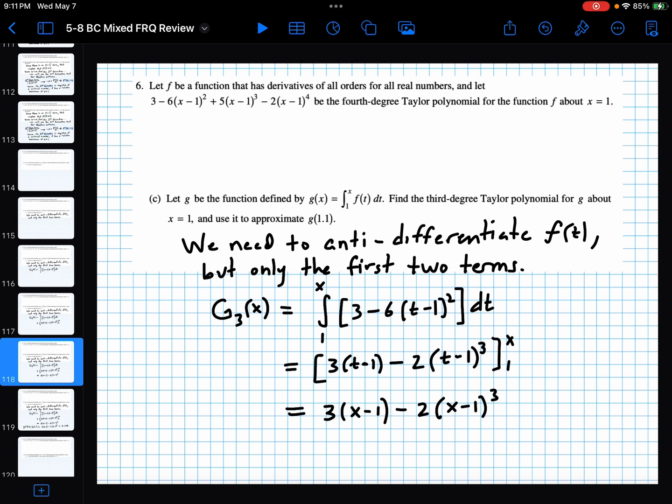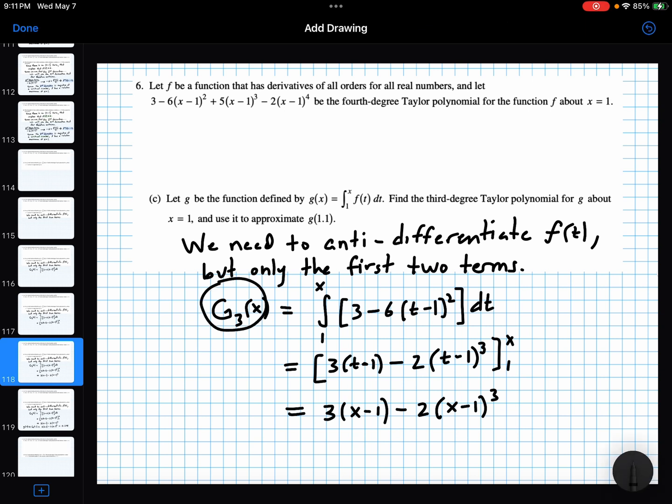I do want to make one point here. This capital G sub 3 of x, if you write that in, you don't need to say the third degree Taylor polynomial. That will let the people grading your paper know that that's the case.